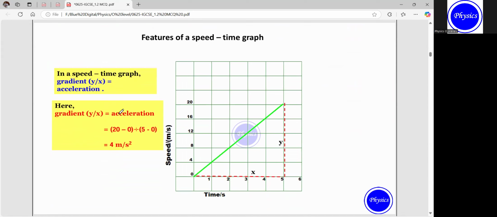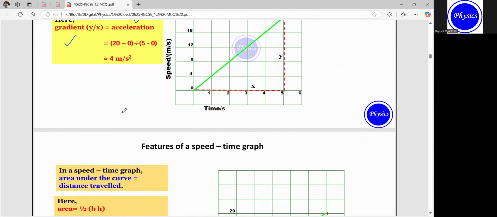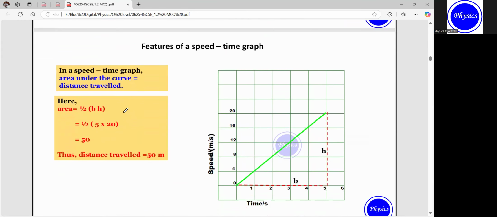Now, under the speed-time graph, we have two features. One is the gradient, which gives you the acceleration. So the gradient of a speed-time graph gives you acceleration. The other feature is the area under the curve. The area under the curve gives you the distance traveled. So you find the area under the curve. No need to put meter square. You just put meter as the distance traveled by the object.